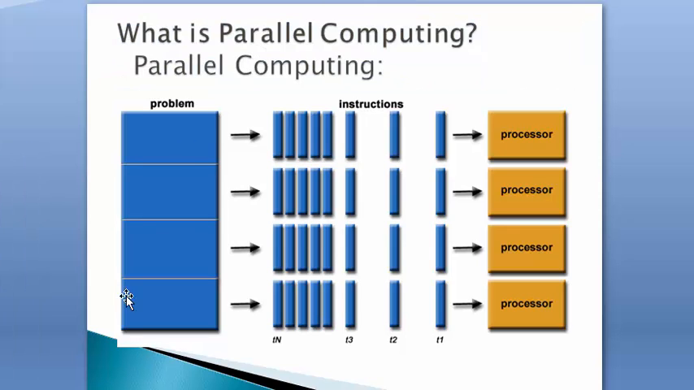What is parallel computing? Parallel computing. In the simplest sense, parallel computing is the simultaneous use of multiple compute resources to solve a computational problem. A problem is broken into discrete parts that can be solved concurrently. Each part is further broken down to a series of instructions. Instructions from each part execute simultaneously on different processors. An overall control/coordination mechanism is employed.